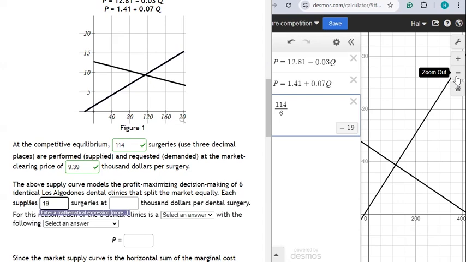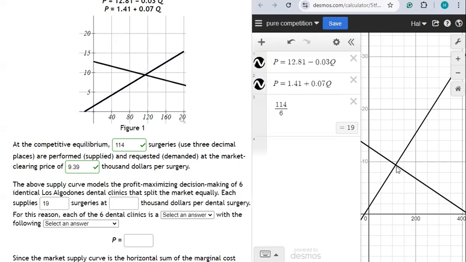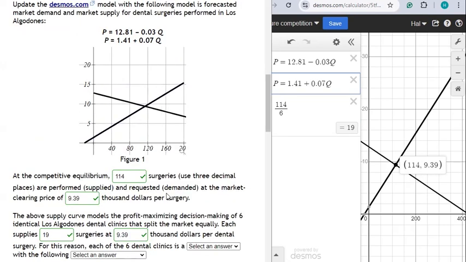And they're supplying them at this market price of $9,390,000. Why are the dental clinics each supplying 19 surgeries? And why are they all charging the same price, $9,390,000? In a perfectly competitive market, firms, in this case dental clinics, have no power over price. The price is the price.